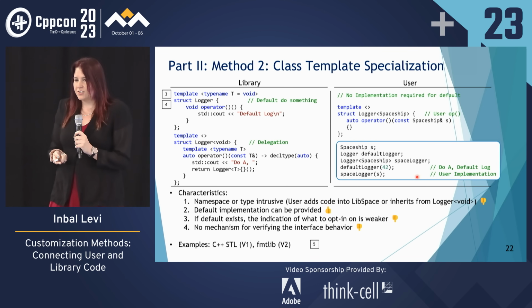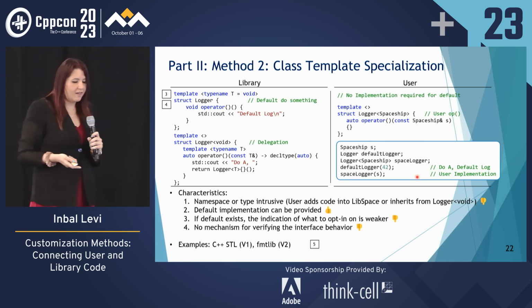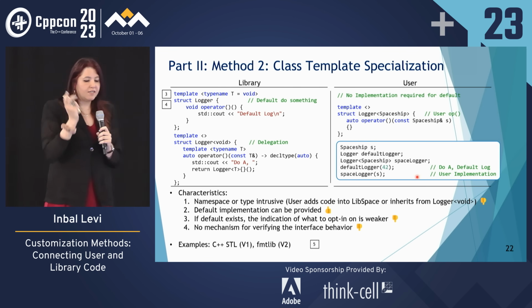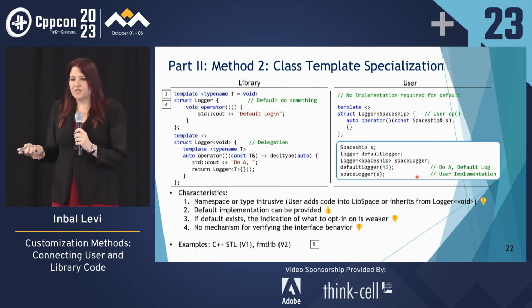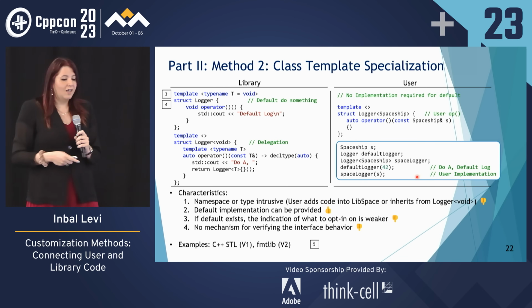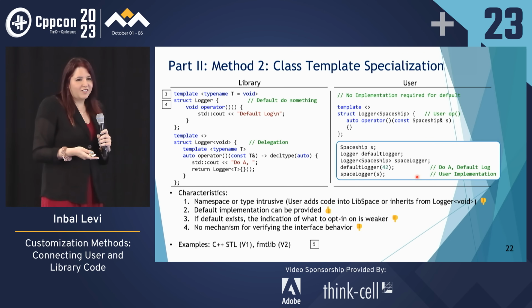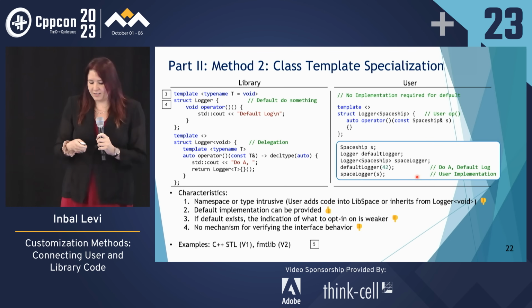The first version, as I mentioned, is containers, right? This is exactly how they behave. And the FMT library is basically using the second version that we saw, the class template specialization that overrides the implementation. So this is very common. It's not just for the presentation.